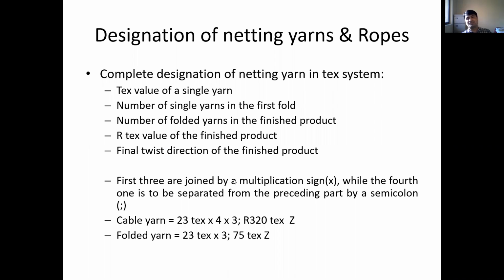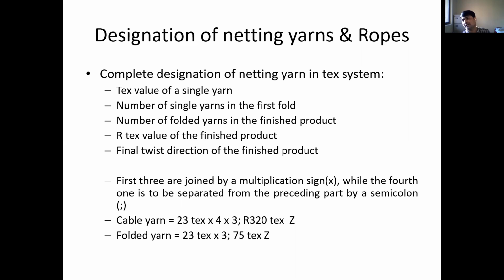Now, designation of knitting yarns and rope: how can we designate? We have followed this yarn numbering system, and now we have to designate. So the complete designation of knitting yarn in the tex system: first we have to put the tex value of the single yarn, then the number of single yarns in the first fold.